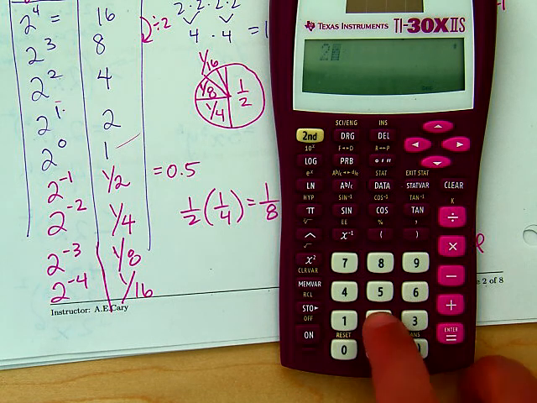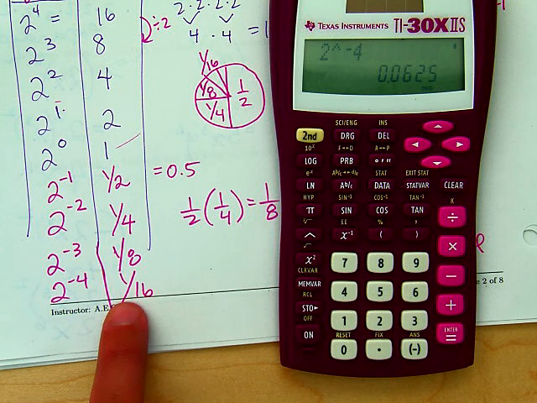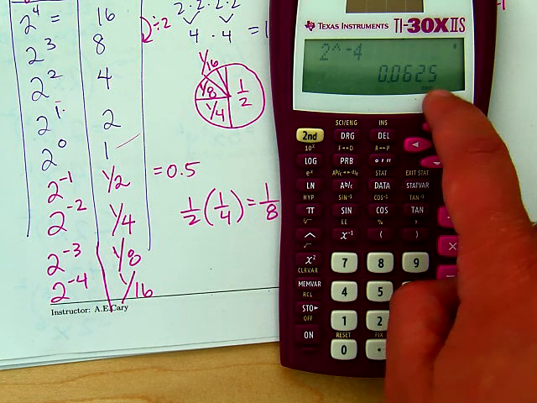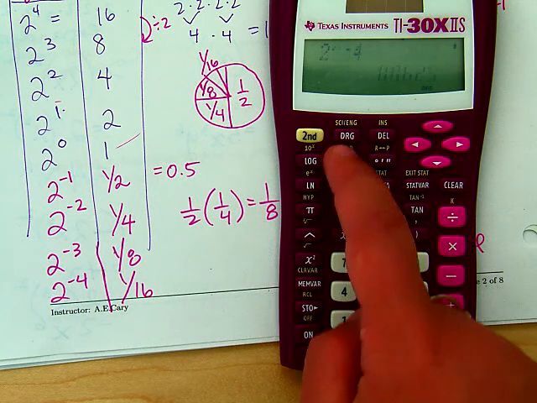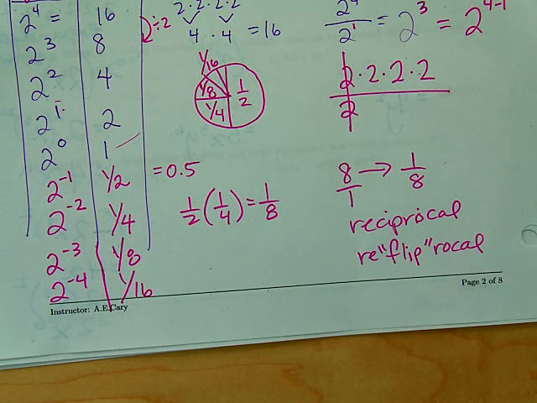But if I do 2 to the -4th power, I'm going to get the decimal equivalent of 1/16. How do I know that that's the decimal equivalent to 1/16? I have it memorized, but also I could go second F to D, fraction to decimal, and it will change the decimal back into a fraction. Okay, any questions on those patterns there?